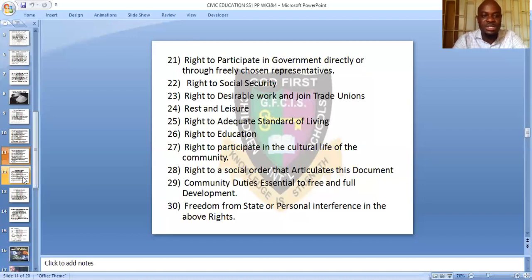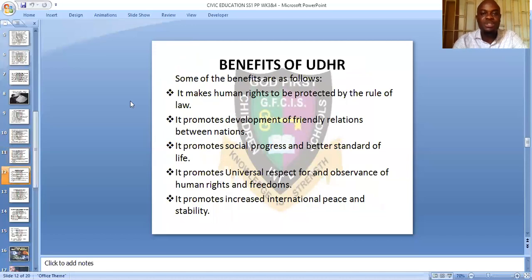So let's continue to the next subtopic, which happens to be the benefits of UDHR. That is, what are the benefits that we can derive from UDHR? Some of the benefits are as follows. Number one, it makes human rights to be protected by the rule of law. That is why today we have the fundamental human rights in the Constitution. Several times I've shown you in class the Nigerian Constitution, and you know that there's a section there, section 39, which talks about the fundamental human rights.